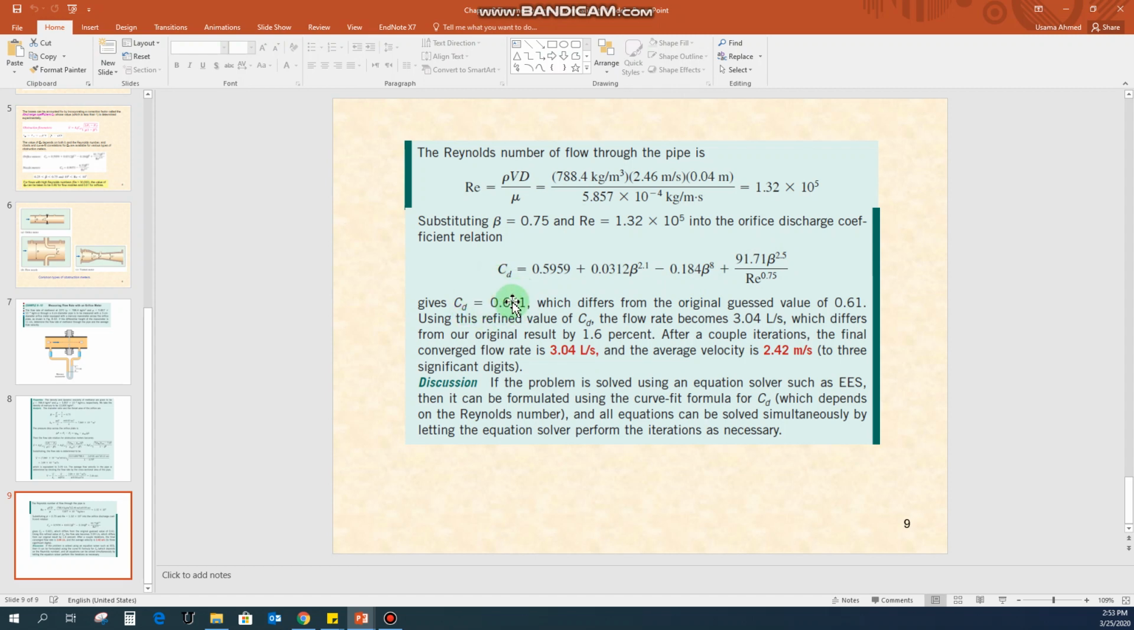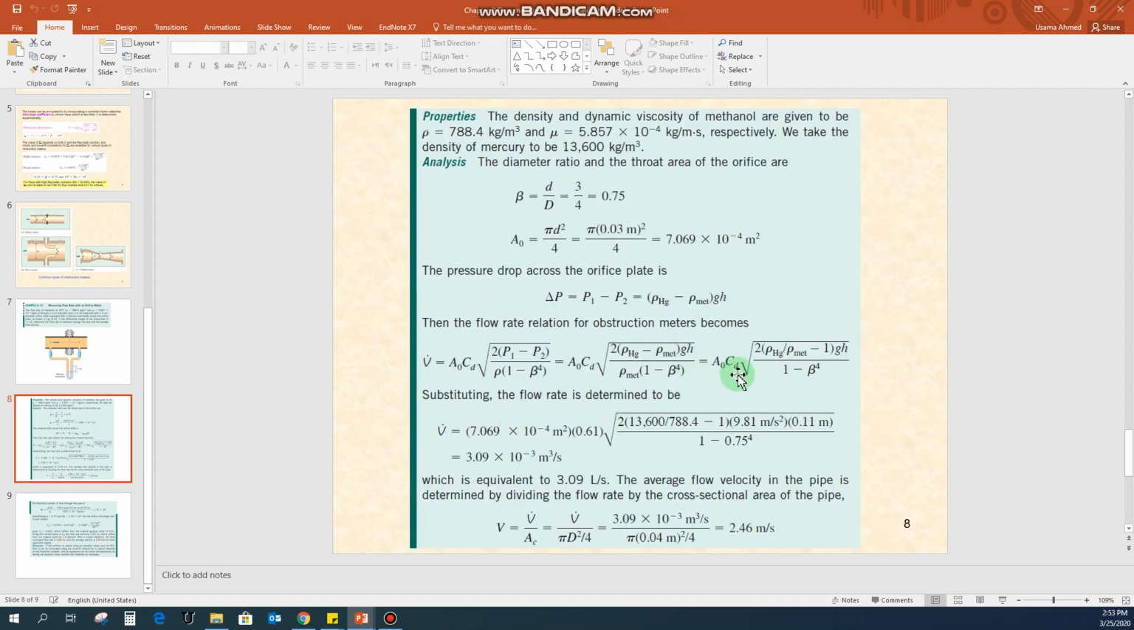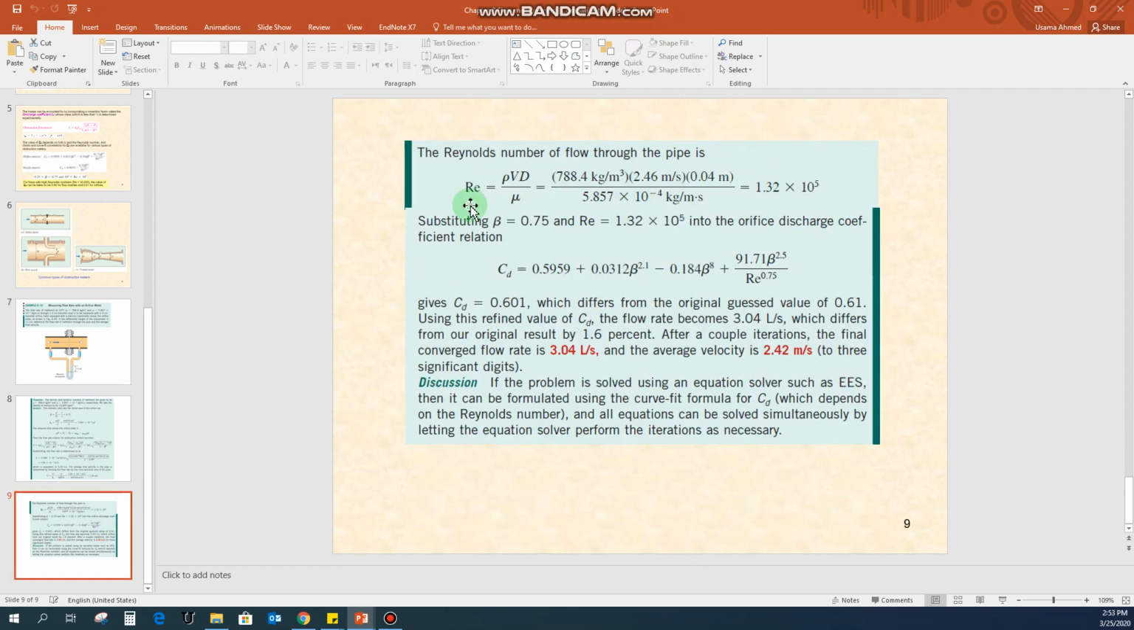Now for this new value, we can use it in this equation again to get the new value for the volumetric flow rate and the new value for the velocity. And then again we will calculate the value for the Reynolds number that can be used in this equation to get the value for the new discharge coefficient. So we can do these iterations again and again till we get the same value for the discharge coefficient that we used in the problem and the value that we get from this equation.